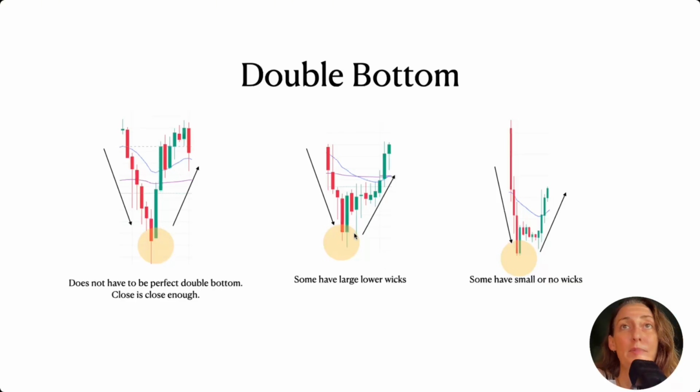Some of them will have larger lower wicks, and that can be okay sometimes. You'll see in this case, it was okay, and we continued with the trend. And some of them will have small or no wicks, like these right here. And you can see this one worked and it resulted in a reversal of the trend.